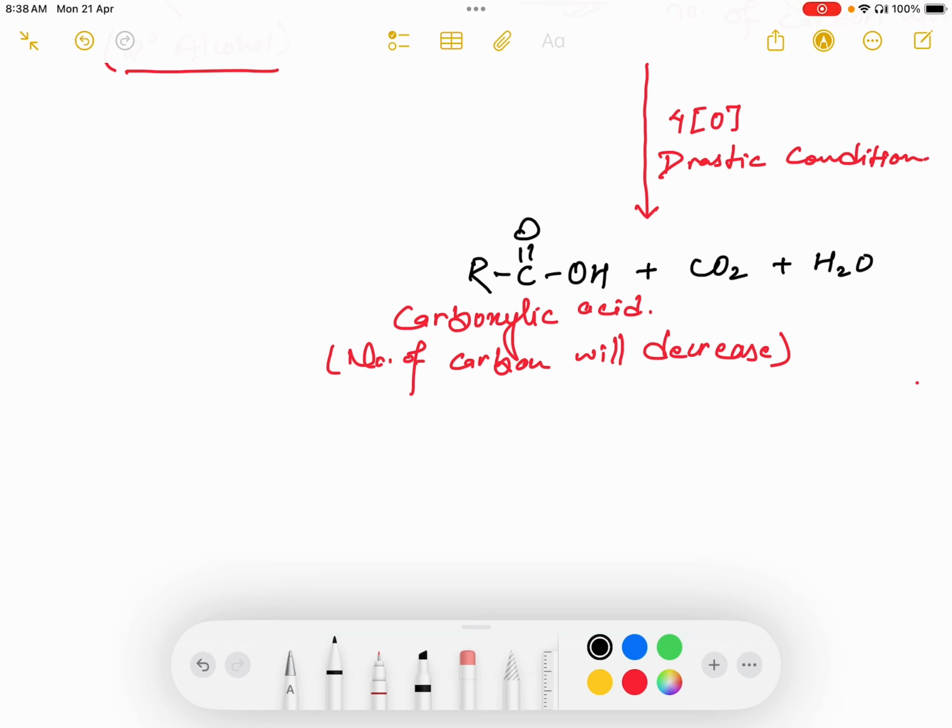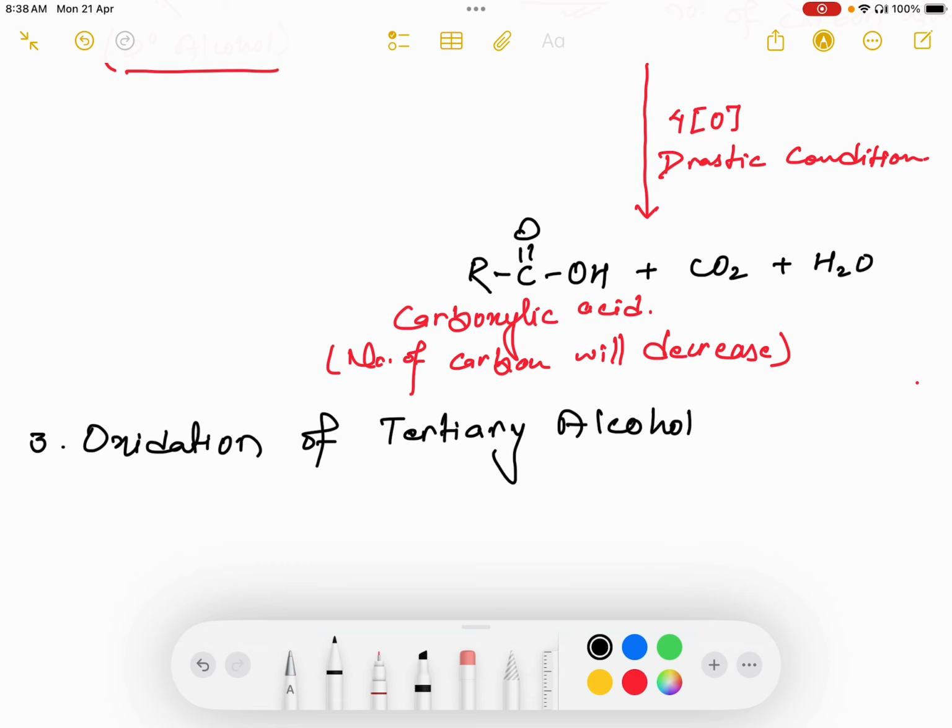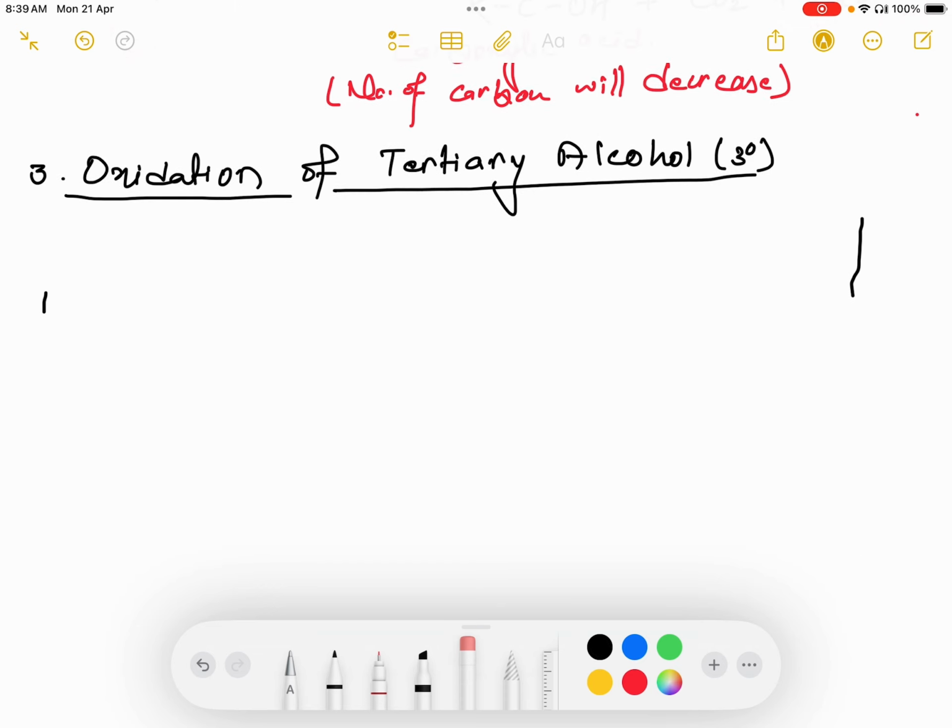The third one we have is oxidation of tertiary alcohol. Tertiary here means 3-degree alcohol, we also call it 3-degree. Now, what is 3-degree alcohol? Let's go for it again. If a carbon contains an alcoholic group and it is linked with three other alkyl groups, means three other carbons, then it is called 3-degree alcohol.